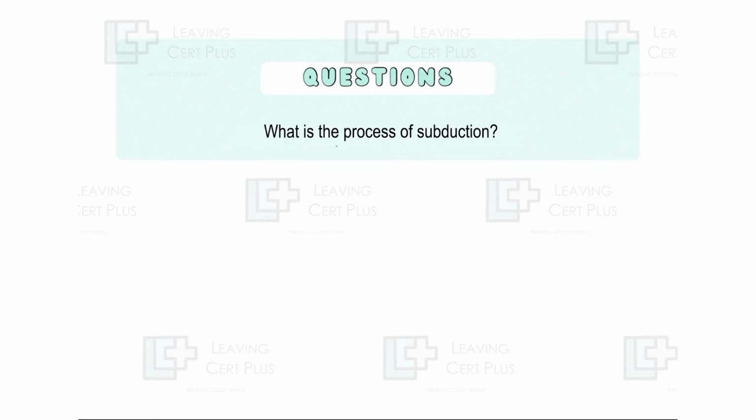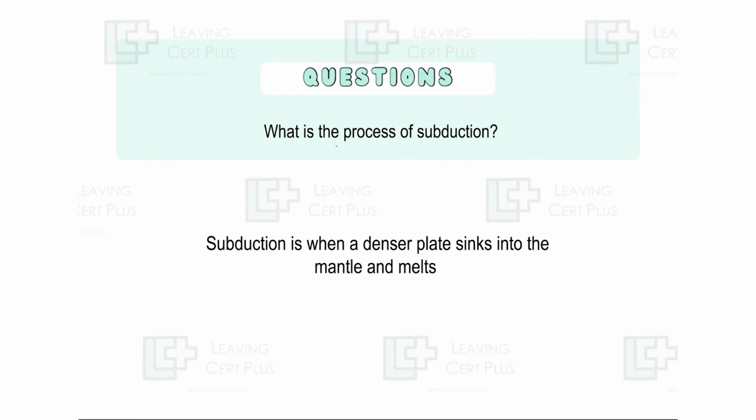So how would you define the process of subduction? Subduction is when a denser plate sinks into the mantle, it melts and it adds to the material within the mantle. So that's it for our first exam class focus today. Some of the key concepts we looked at: continental drift, seafloor spreading, convection currents and subduction zones. Tune into lesson 1.5 where we're going to look at some short questions, 20-mark questions linked to this topic.